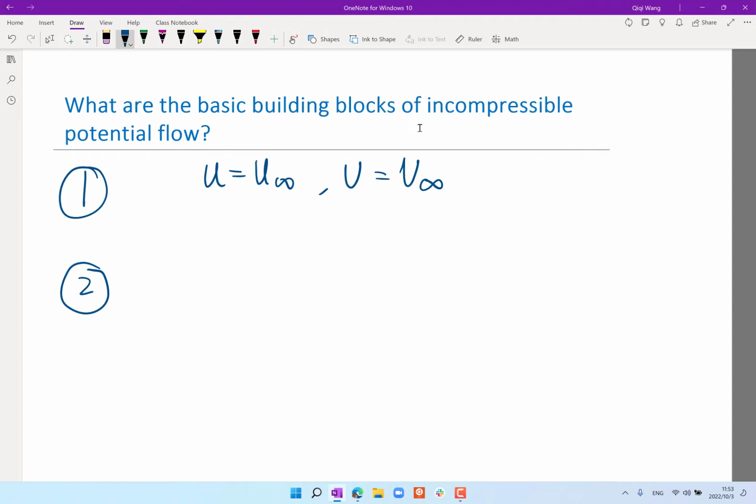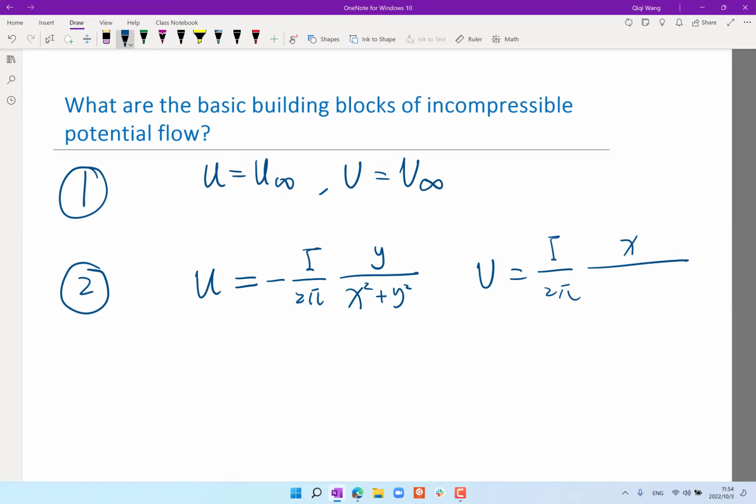And second is the vortex flow. We have seen it, right? U is equal to minus gamma over 2 pi, where gamma is the circulation of that vortex, times y over x squared plus y squared, and V is equal to positive gamma over 2 pi times x over x squared plus y squared. That's the vortex we have been adding.